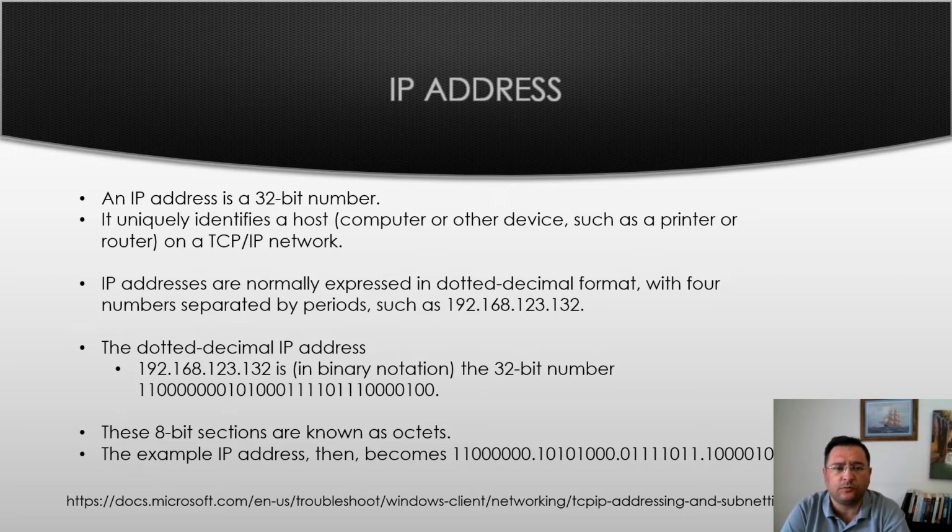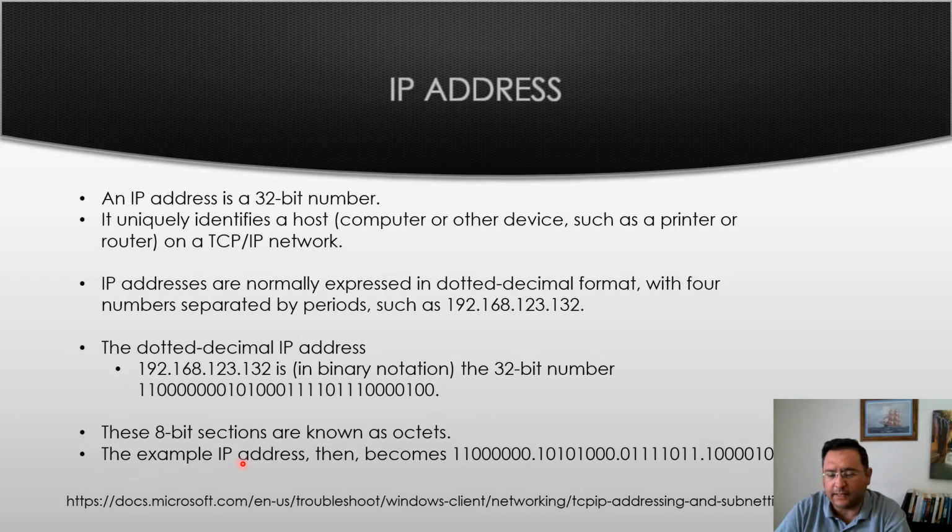IP addresses are normally expressed in dotted decimal format with four numbers separated by periods, such as 192.168.123.132, which has a binary notation, a 32-bit number. So these 8-bit sections are known as octets.